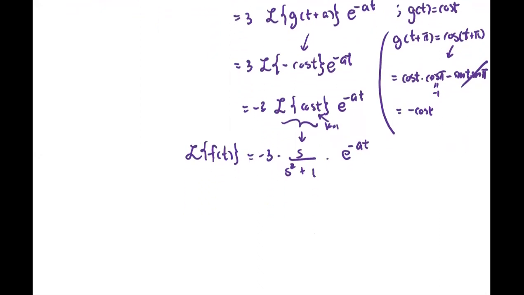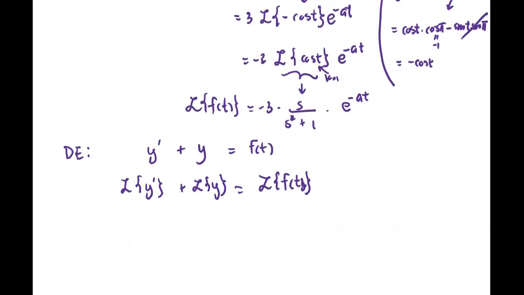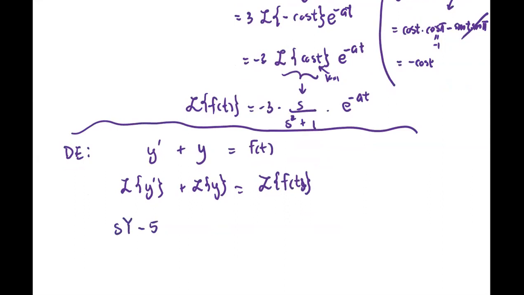Now we're going to put them together as we apply the Laplace transform to the entire differential equation. The differential equation in the form of the y prime plus y equals the function f of t. Apply the Laplace transform to each term, and use the terms that we obtained from the earlier part. The Laplace of y prime is s multiplied by the capital Y minus 5 plus the Laplace of the y, which is the capital Y, equals the Laplace of the function f of t, which is negative 3 multiplied by s over s squared plus 1 multiplied by e to the negative at, and a is pi. So just rewrite a as pi.